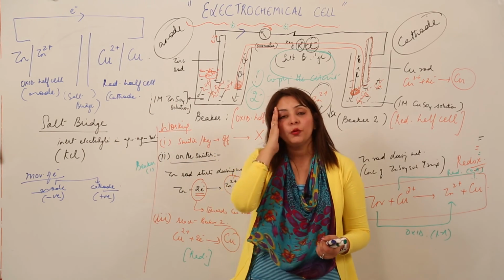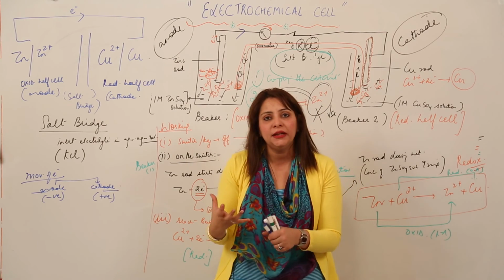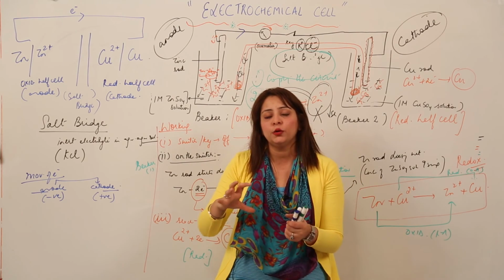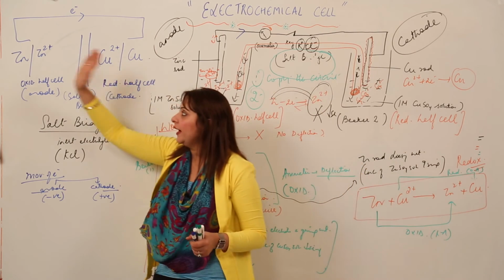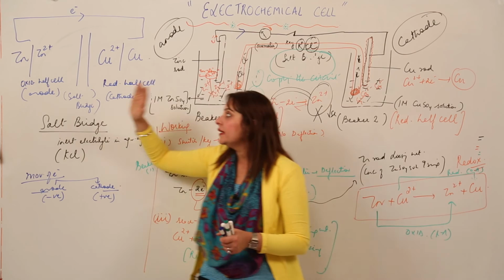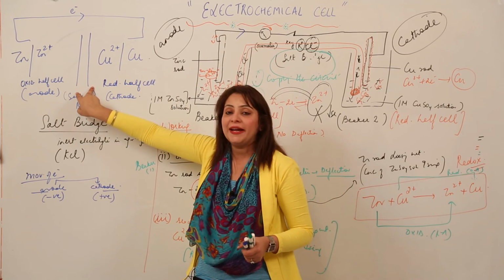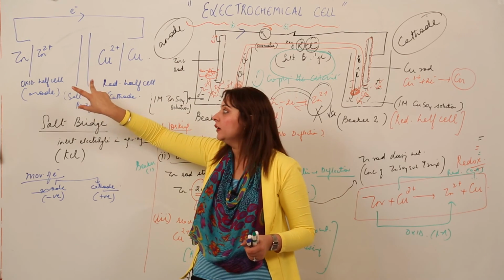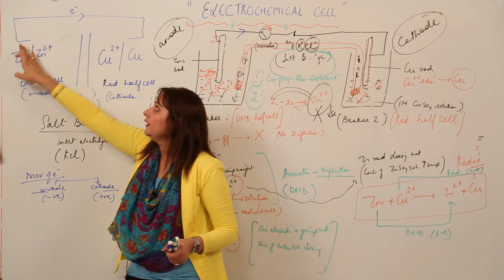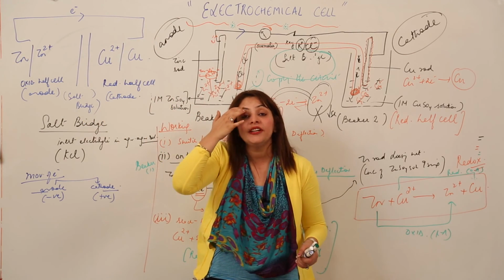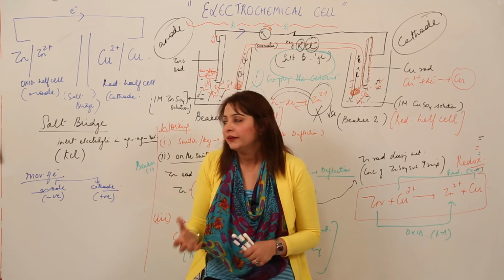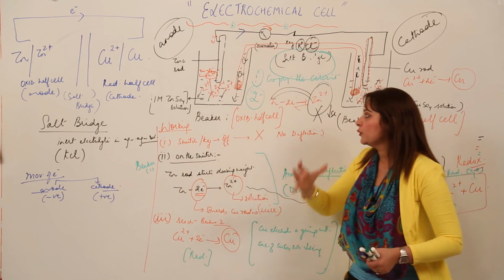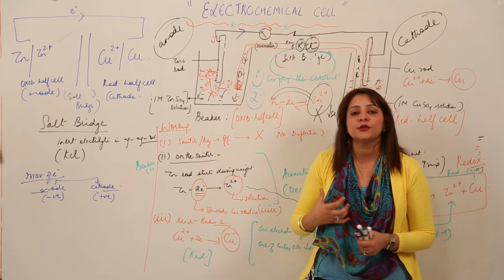So if you're provided with any couple, that means any atoms undergoing the oxidation and the reduction, you have to write on this side the oxidation one and on this side the reduction one, separated by the two parallel lines which indicate the salt bridge, and this arrow indicates the direction of the flow of the electrons. And do not forget to write the anode and the cathode, right?